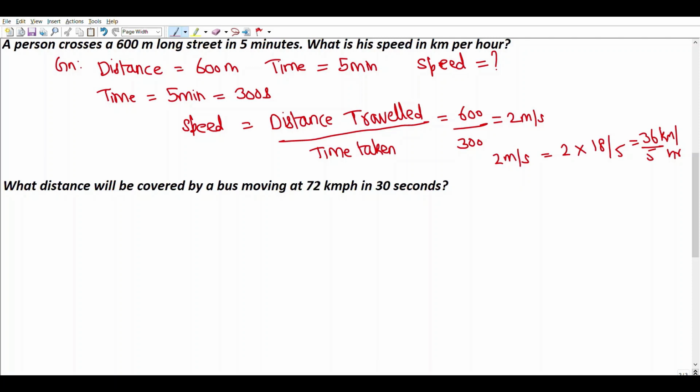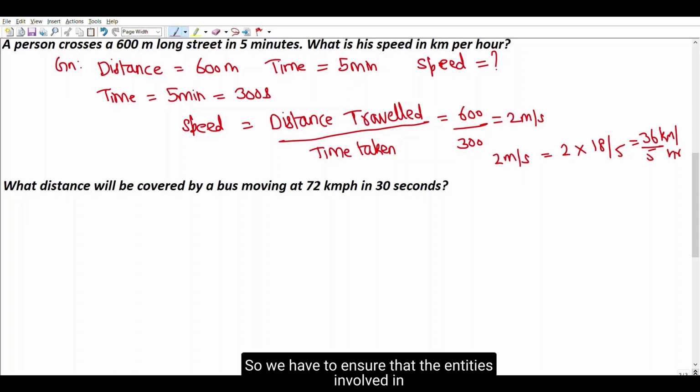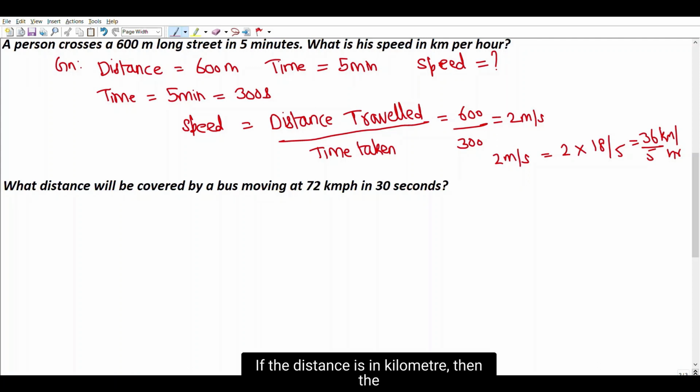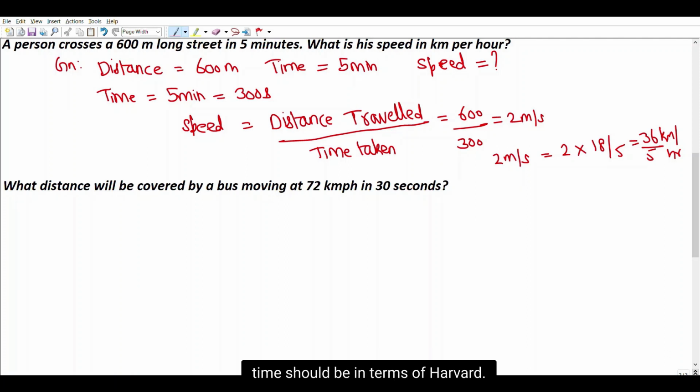So we have to ensure that the entities involved in solving the problem must be of the same unit metric. That is, if the distance is in meter, then the time should be in second. If the distance is in kilometer, then the time should be in terms of hour. Let us solve one more problem.